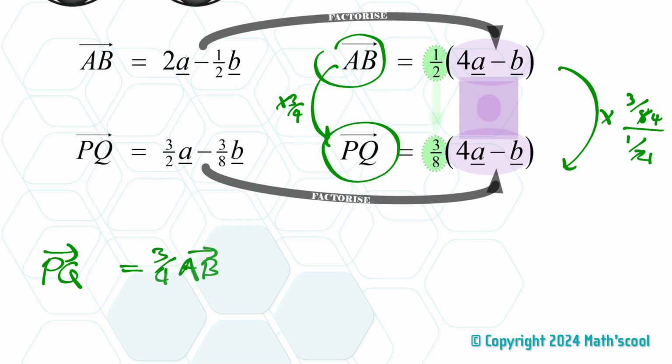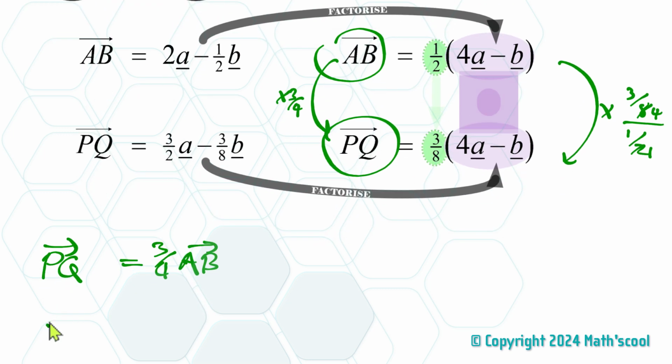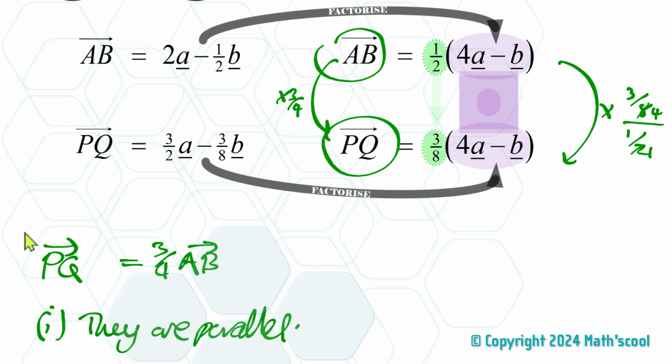In language terms, that means, number one, they are definitely parallel. You can only ever write this sort of vector equation when they're parallel. So that's the vector equation that you write. You write one relative vector is equal to k times another relative vector. So whenever you can write that, it tells you they're parallel.